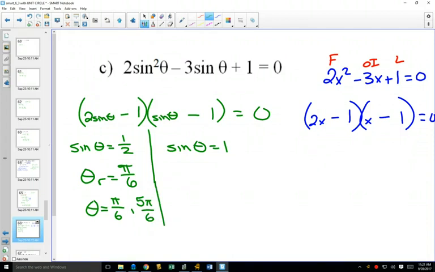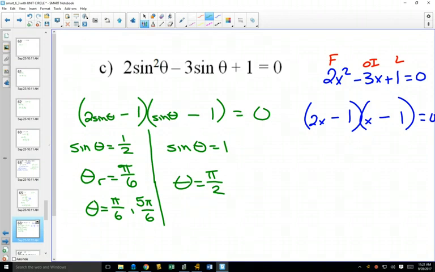Is your y-coordinate ever 1? Yes, on an axis. What's the angle? 90, pi over 2. Pi over 2, 90 degrees. Excellent.